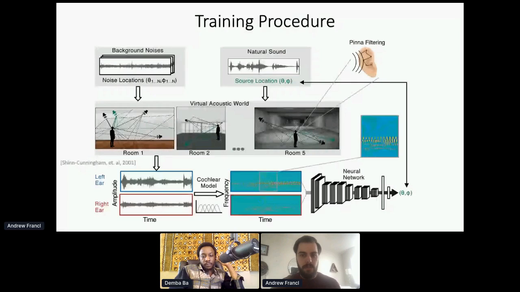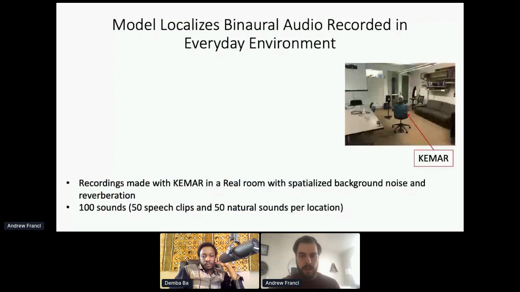But that, of course, leaves open the question of whether or not it will generalize to the real world, and whether or not our virtual acoustic world has adequately captured the important aspects of a realistic environment. So to test this, we made a series of recordings in our lab space using a KEMAR mannequin, pictured here in this right panel. And we recorded 100 sounds at 12 different locations. 50 of these were speech clips, and 50 of these were natural sounds that were not included in the training or validation set. We then took this binaural audio and ran it through our model.